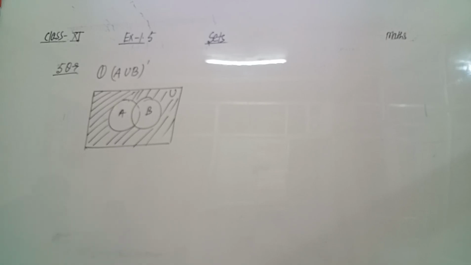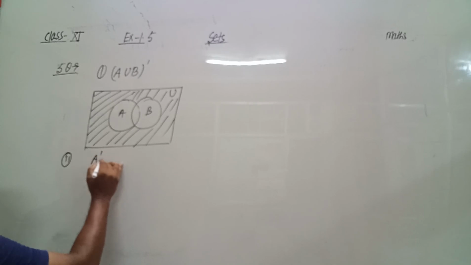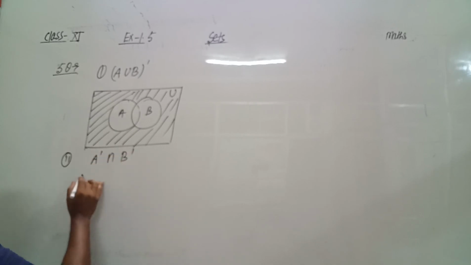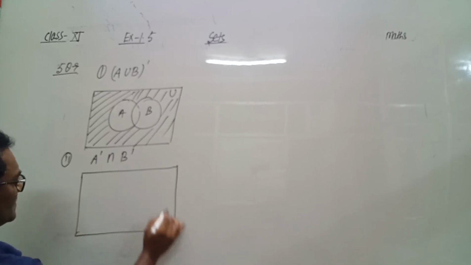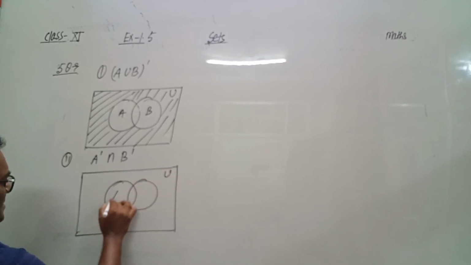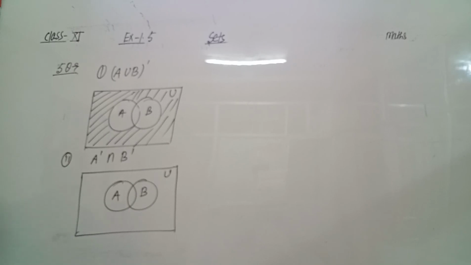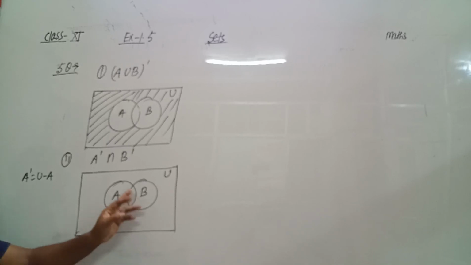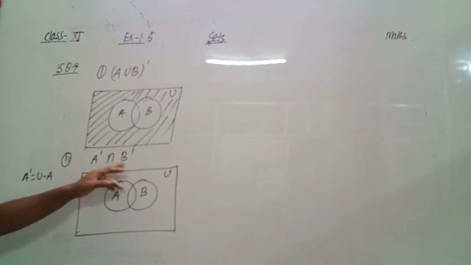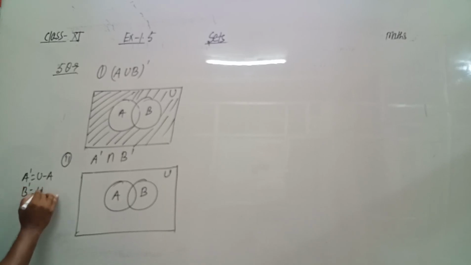Then A dash intersection B dash. This is A, this is B. So what is meant by A dash? A dash means U minus A. So the complete universal set with A excluded, and B dash means U minus B. The universal set with B also excluded, so the common area we get is this.